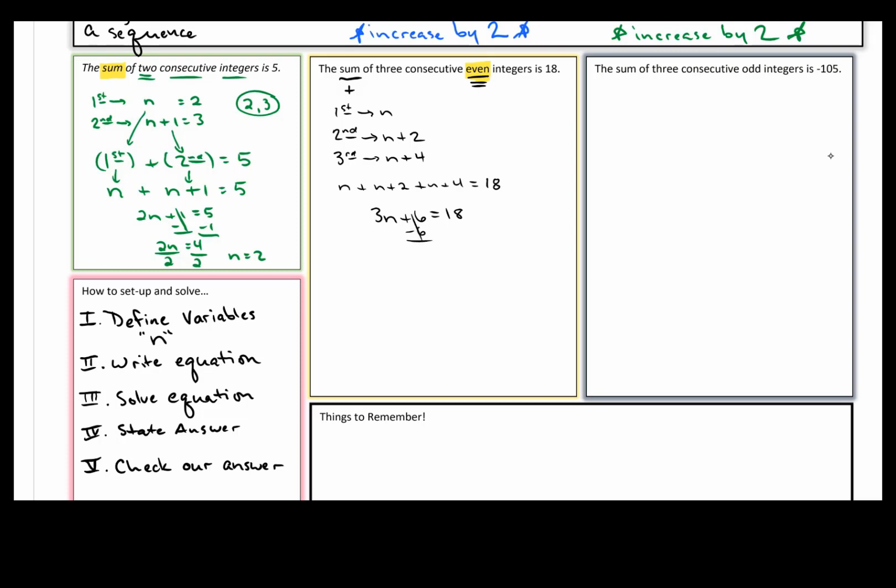Subtract 6 on both sides. 3n equals 12. So the first number is 4. And remember, we're only looking for even, so it's the list of even numbers. So we have 4, 6, and 8.